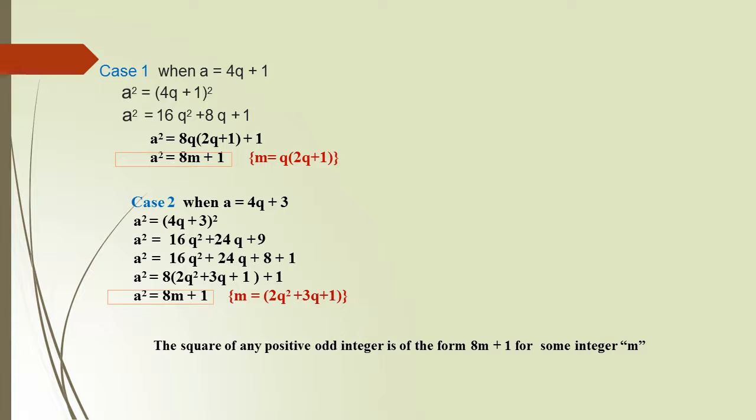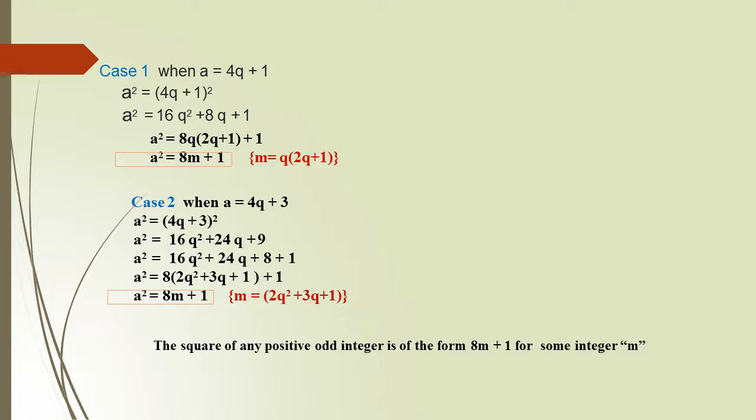Now the case 2, we will test for possible value of remainder is 3. So a is equal to 4q plus 3. Now a square becomes 4q plus 3 whole square, and we get 16q square plus 24q plus 9. Now 9, we can write the digit 9 as 8 plus 1. So that's what we have done, 16q square plus 24q plus 8 plus 1.